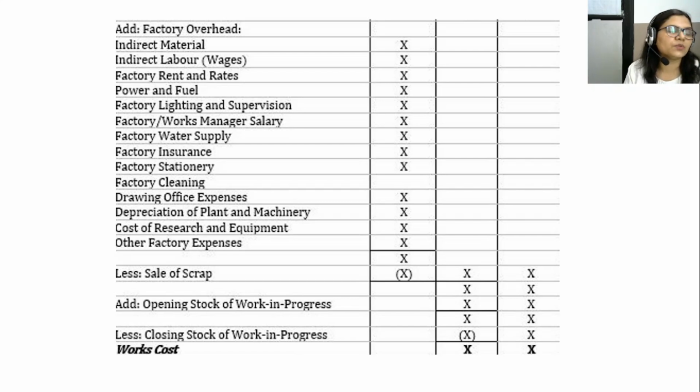We all know work in progress is the cost of unfinished goods in the manufacturing process, including labor, raw materials and overhead. Work in progress is considered to be a current asset on the asset side of the balance sheet. But if we have an opening stock of work in progress and less closing stock of work in progress, that has to be adjusted over here. And finally, we will arrive at work cost.